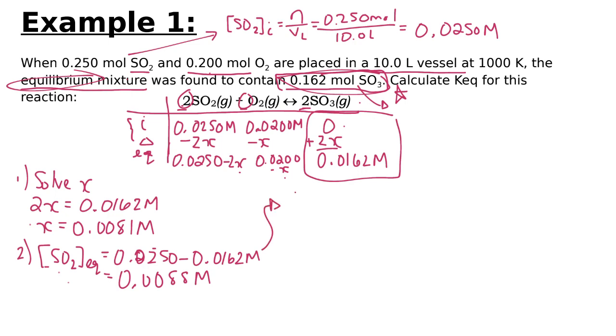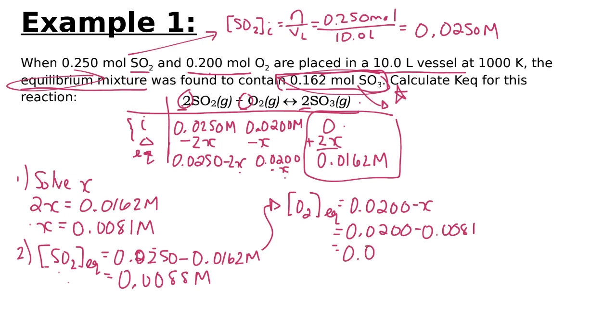I'll just move over here. I want to do the same thing. I want to solve for the concentration of oxygen at EQ. And that is 0.0200 only minus x alone. So I'm going to take 0.0200, subtract off my x term, which is 0.0081. And when I do that, I get a value of 0.0119 molar. So now I have all of my EQ concentrations, right?